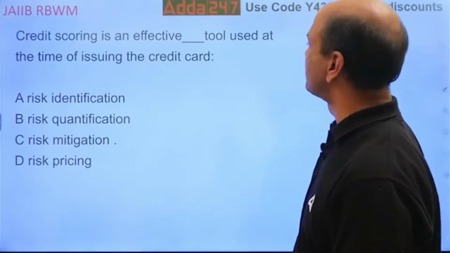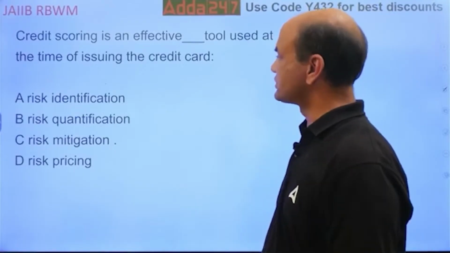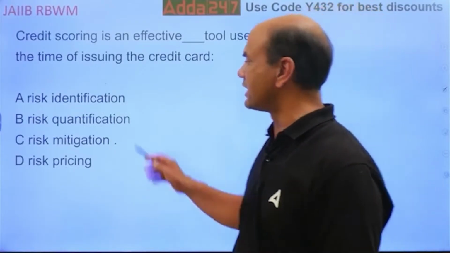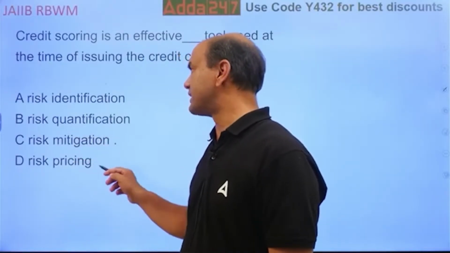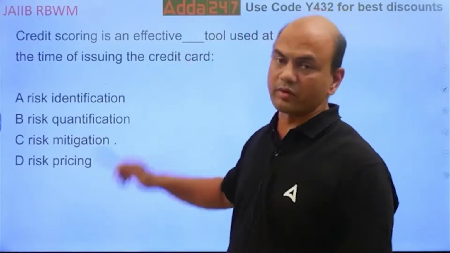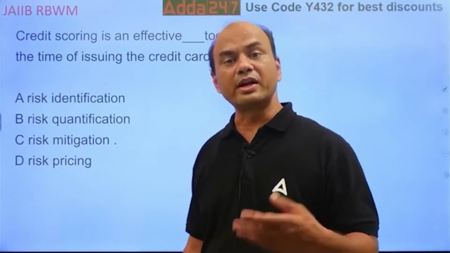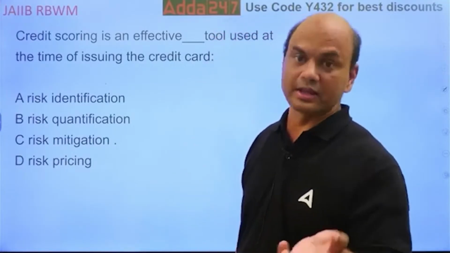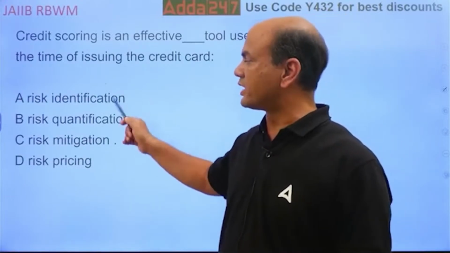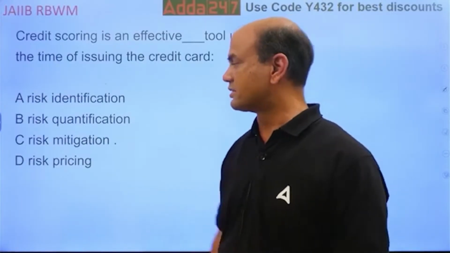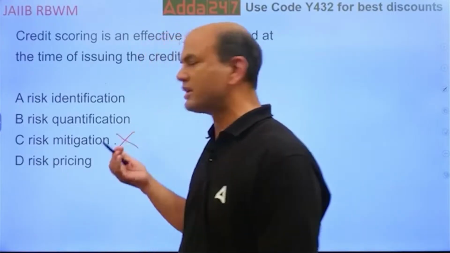Credit scoring is an effective tool used at the time of issuing the credit card. So effective dash tool. What is this tool? Credit scoring, risk identification, risk quantification, risk mitigation and risk pricing. So credit scoring, what is the main purpose of credit scoring? Scoring means what type of card should I issue? Should I issue the card or not? That is also a basic thing. So what does it give you? Does it give you risk identification, quantification, mitigation? Mitigation is obviously not there. You can't mitigate the risk.